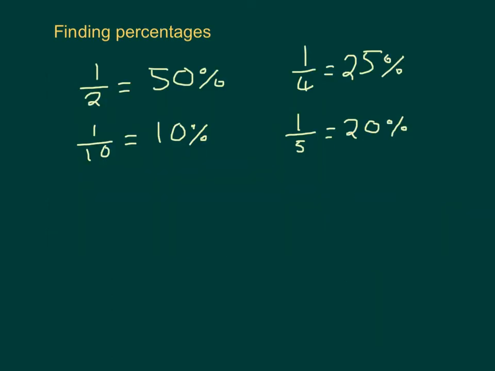Now, to find percentages, you'll need to be able to see the link between fractions and percent. A half is 50%, because 2 lots of 50 is 100. A quarter, 25%. 4 25s, 100. A fifth, 5 20s are 100, so a fifth is 20%. A tenth, a crucial one when we're finding percentages, of course, 10% is 10 lots of 10, 100%.